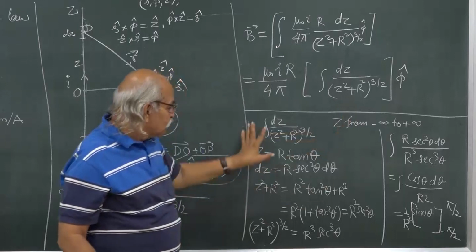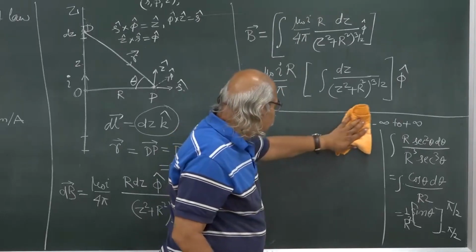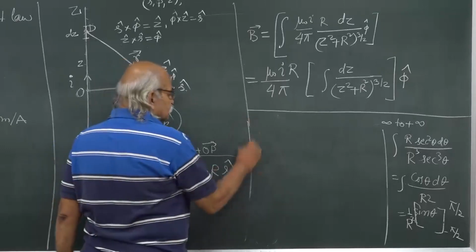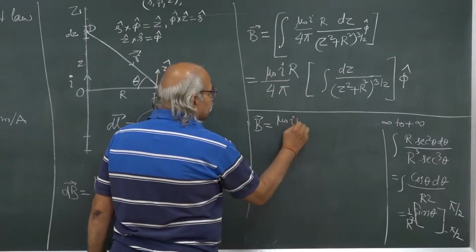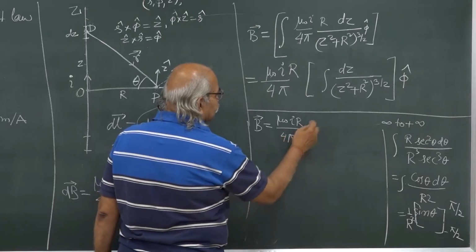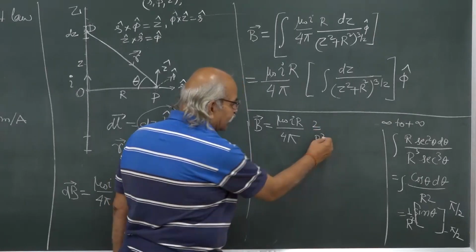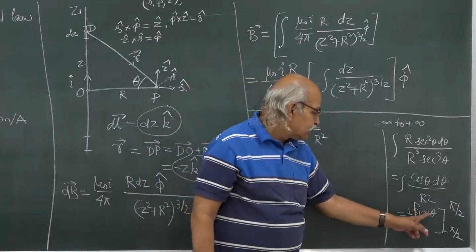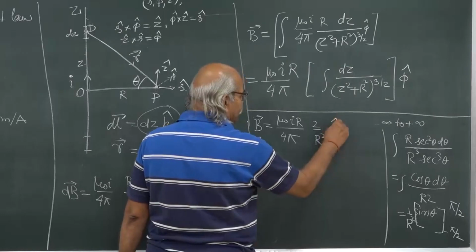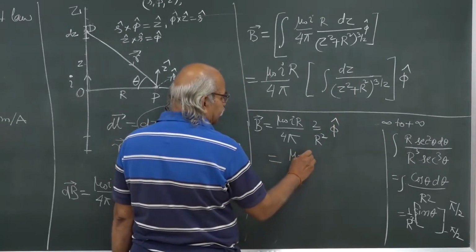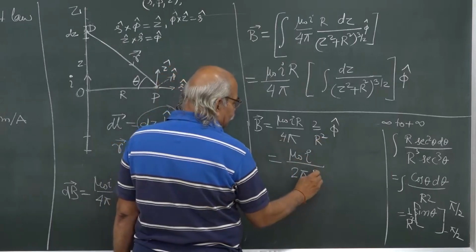So we put those values. I will erase this, make a space and then write B = μ₀ I R by 4π, then this integration, which is 2 by R², with 1 by R² here and the 1 and minus 1 giving 2. So B = μ₀ I, with 2 here and 4π here, so 2π here, R² here, so R here, φ cap.